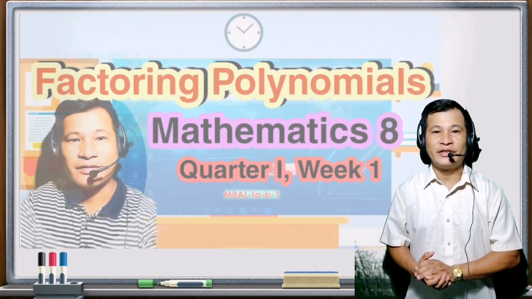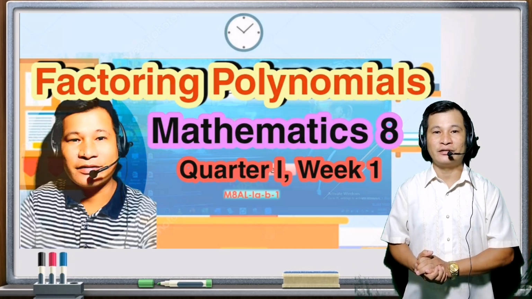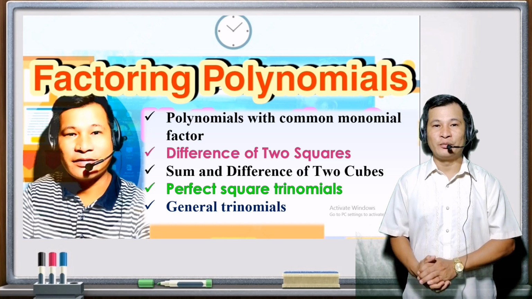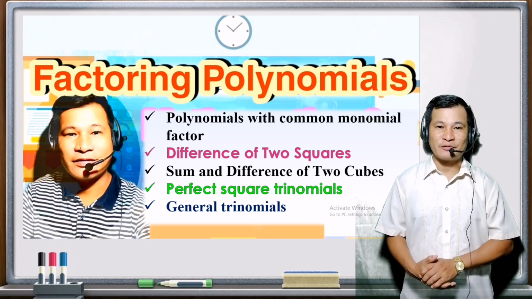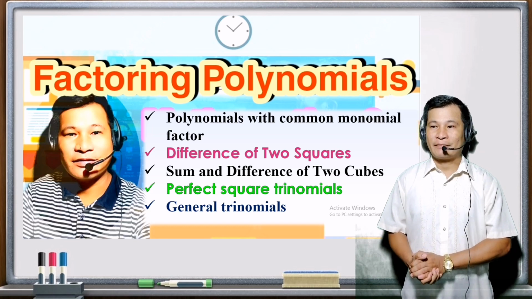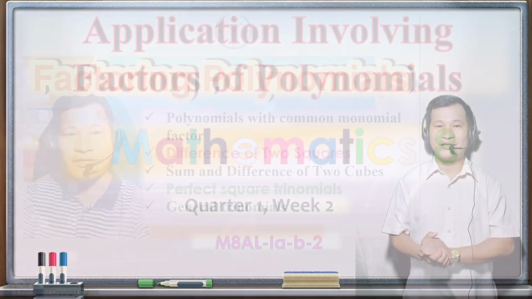In our previous tutorials, you have learned the different ways on how to factor polynomials: factoring polynomials with common monomial factor, difference of two squares, sum and difference of two cubes, perfect square trinomials, and general trinomials.